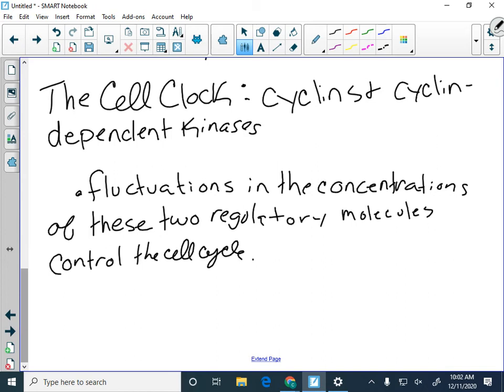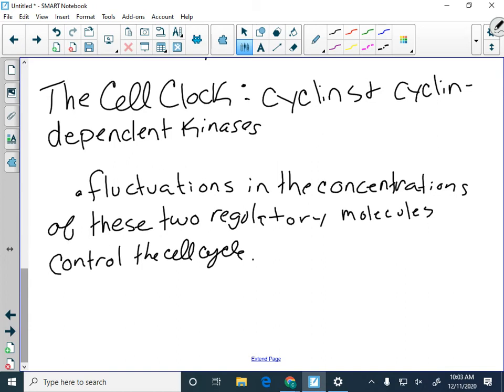If we take a cell that is not in division, there's another phase in the cell cycle called G0. That's just a cell that's not dividing, it's just kind of dormant. If we took one of those cells and injected it with cyclins, it would automatically start dividing. Automatically. No prep, just mitosis.